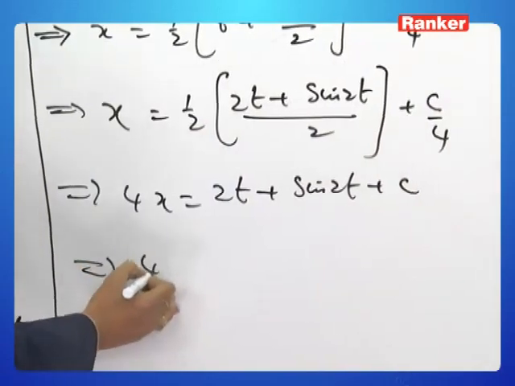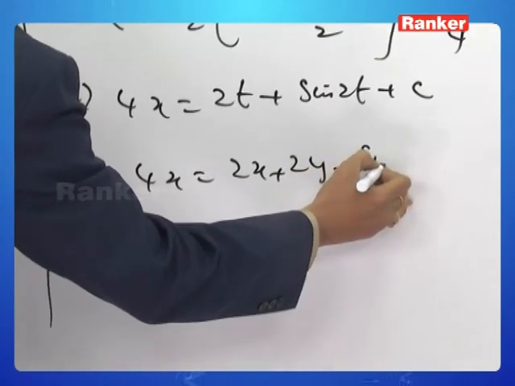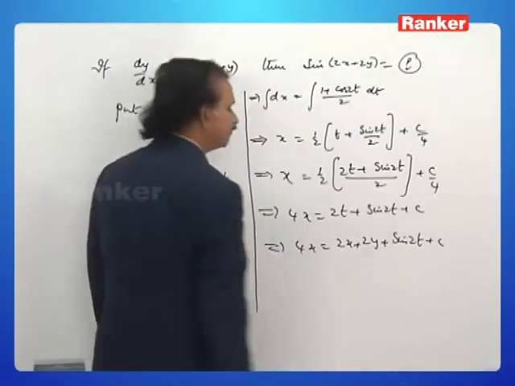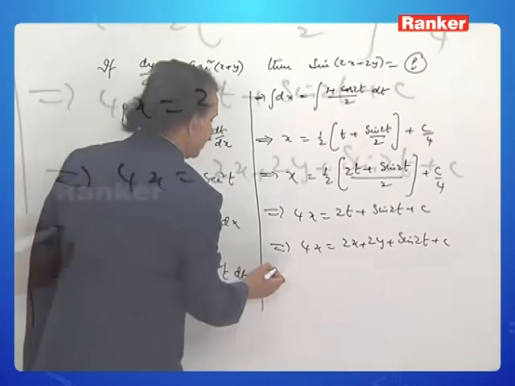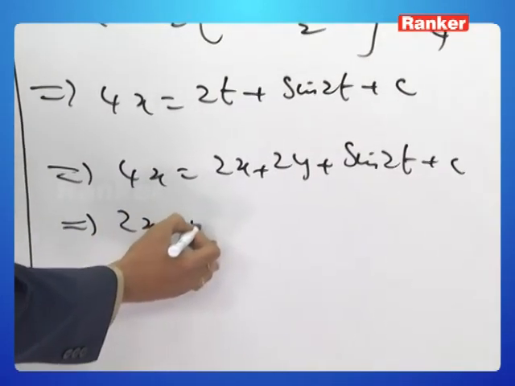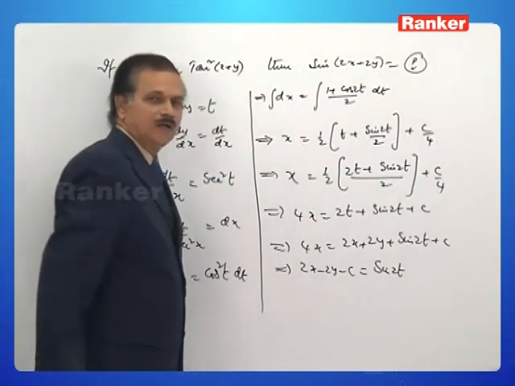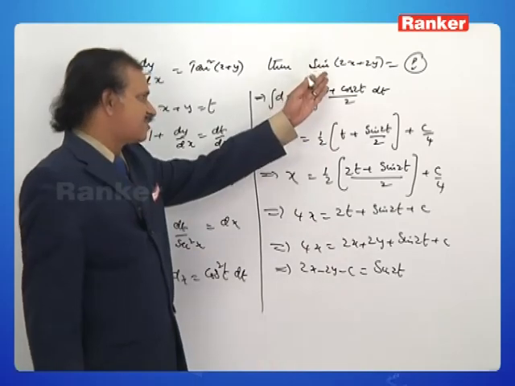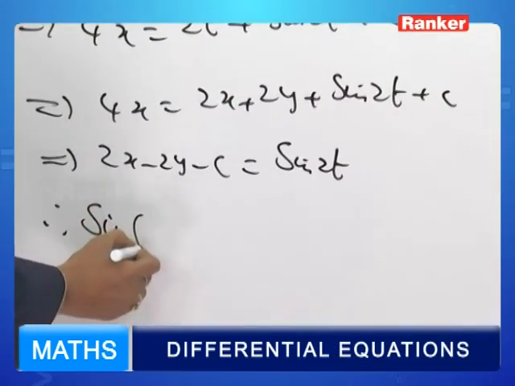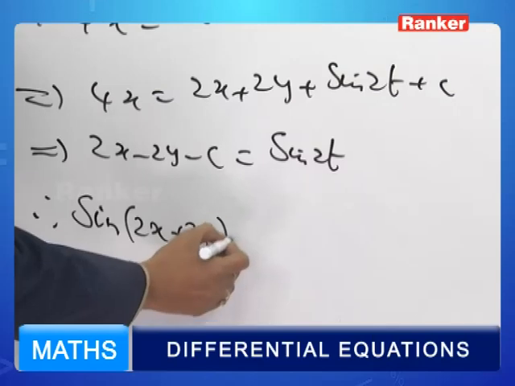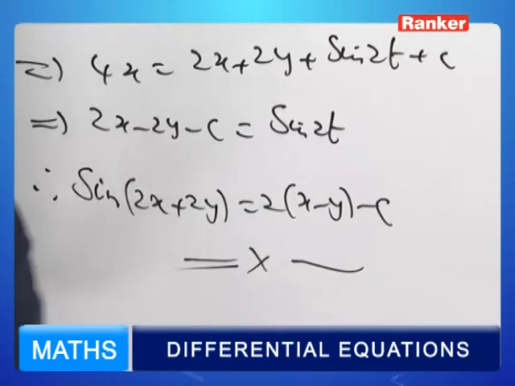So 4x is equal to, what is 2t? 2x plus 2y plus sine 2t plus c. Here it is 4x, it is 2x, isn't it? You bring 2x plus 2y to this side, and what happens is 2x minus 2y minus c is equal to sine 2t. By the by, what is sine 2t? It is nothing but sine of (2x plus 2y). Therefore, at last, the required answer, sine of (2x plus 2y), is equal to 2 into (x minus y) minus c. That's all.